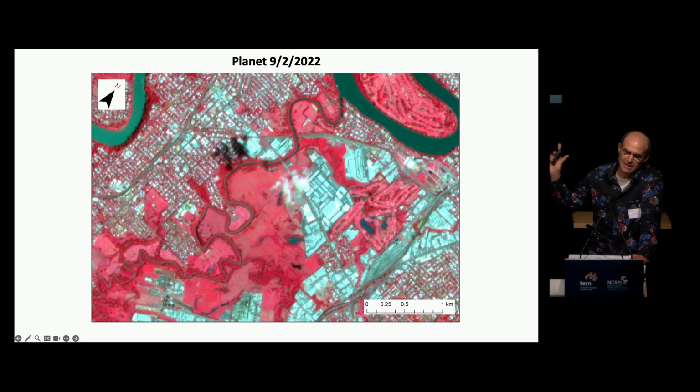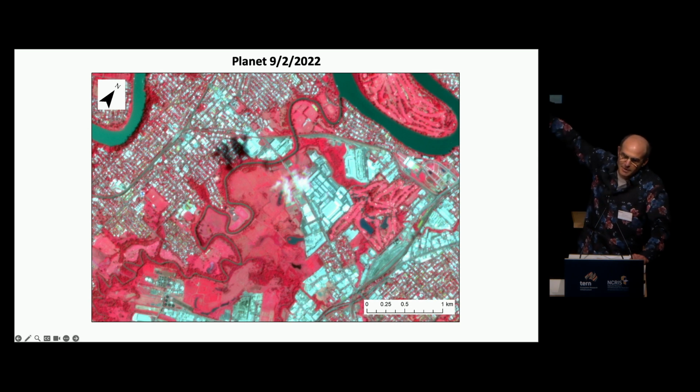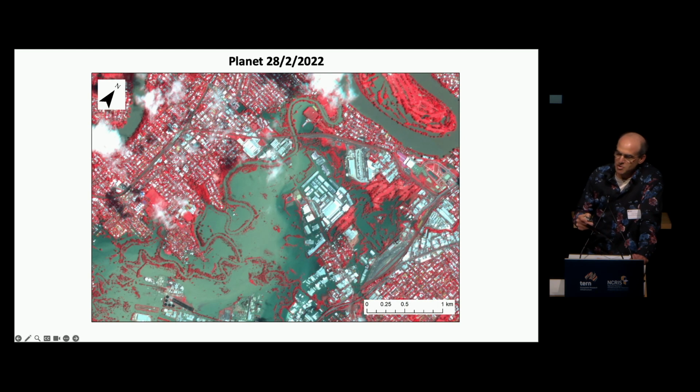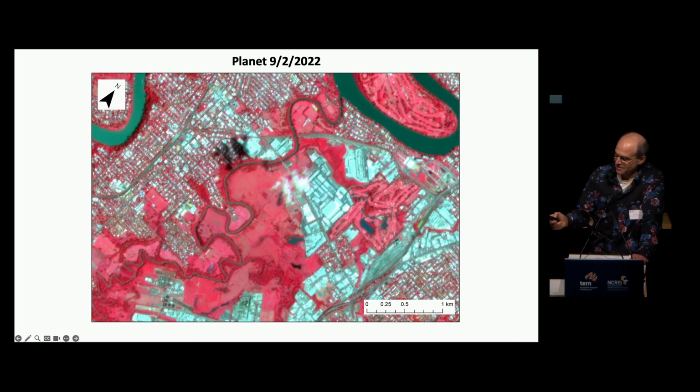Okay, so this is the Planet image a bit south of here. This is the Brisbane River, that big snake. So this is before the flood, and this is during the flood. So you can see the, okay.